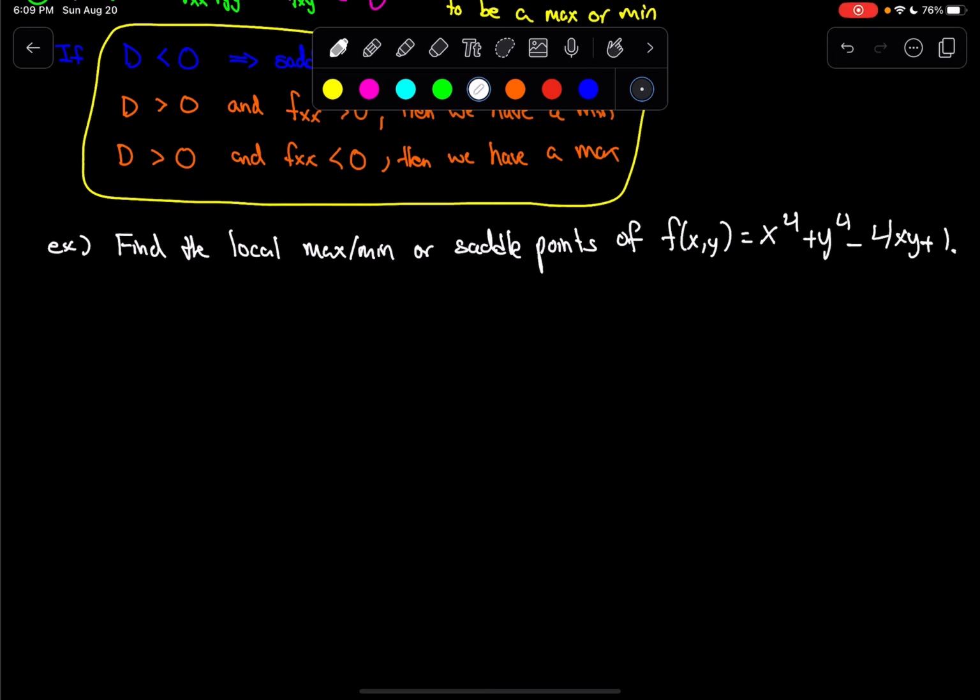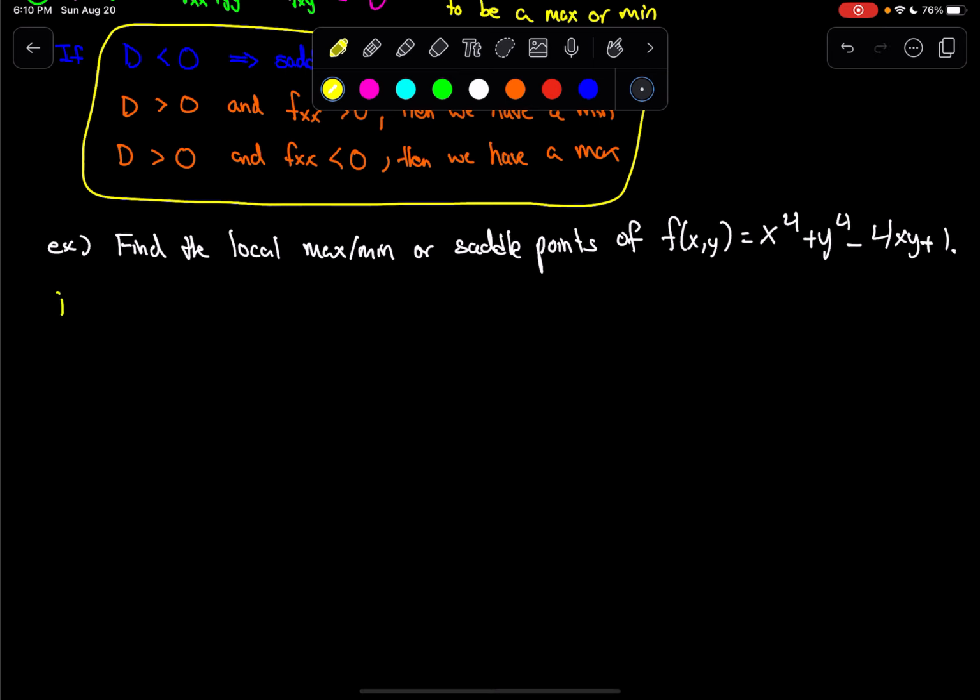Now, I have no idea what this function looks like, and to be honest, I don't really care. Maybe it represents the amount of money that we're making based on cookie sales and what day it is, right? I have no idea, don't really care. That's not what we're in charge of. We're not in charge of caring. Our job is to basically just evaluate maxes, mins, or saddle points.